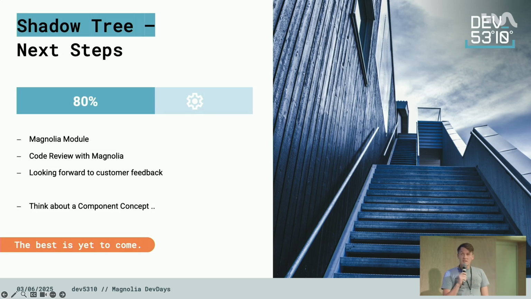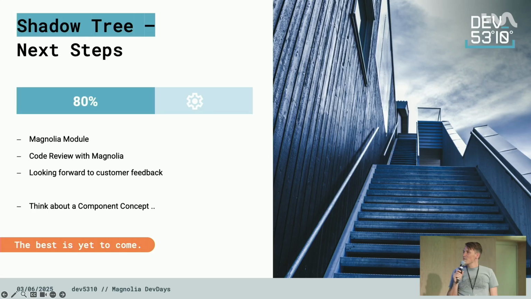Okay, the next steps. I think I also need to come to an end. We're pretty confident that we're like 80% done with this. Right now it's a small Magnolia module, and we're thinking about publishing it. We're currently in code review with Magnolia and looking into this feature because we think it's really powerful, but also pretty heavily integrated. So of course we need to talk about whether it's a good idea. And of course we are also looking forward to customer feedback.